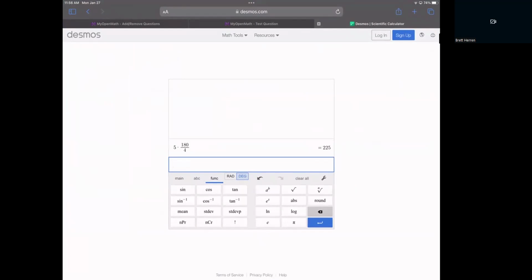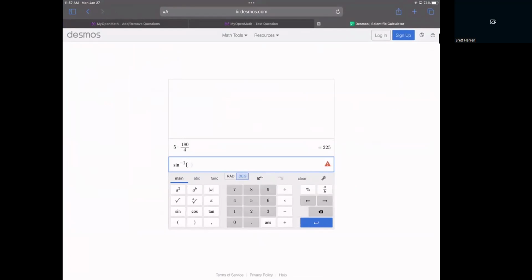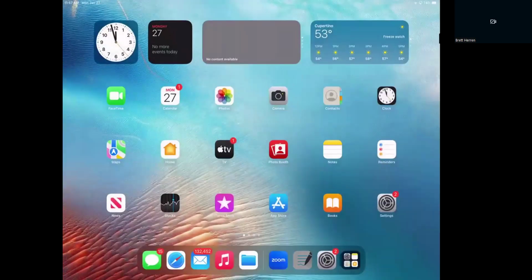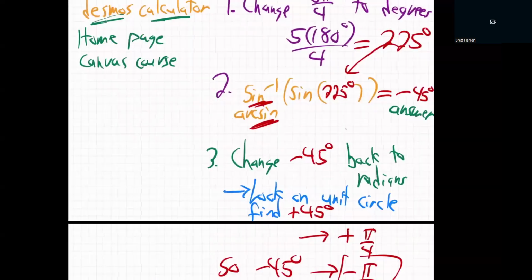Then I'm going to go arc sine, go to functions, hit inverse sine. That's the same as arc sine. Go back to main, sine of that 225. See, I'm in degree mode. Don't go to radian mode. Stay in degree mode. Hit enter. See, there's the negative 45. So Desmos does the heavy lifting for you. Then just go to the unit circle, find positive 45. That's positive pi over 4. So negative 45 is negative pi over 4. And there's the steps. That's all you need to do.